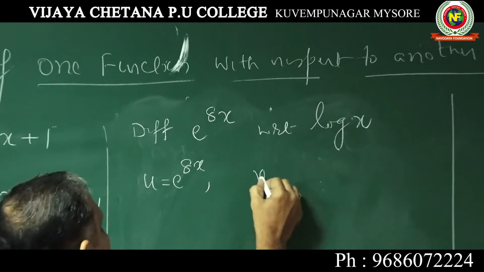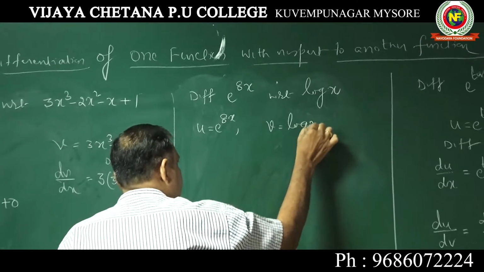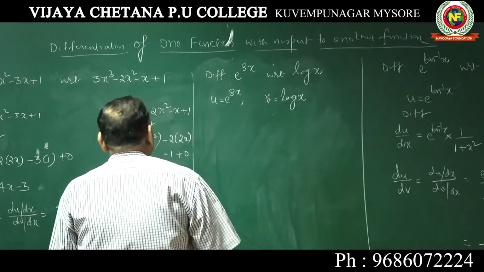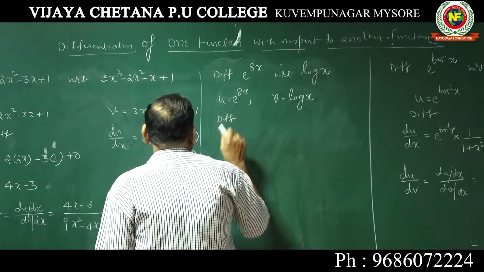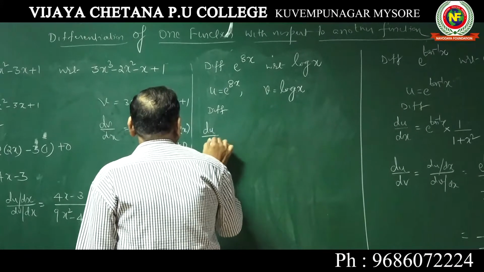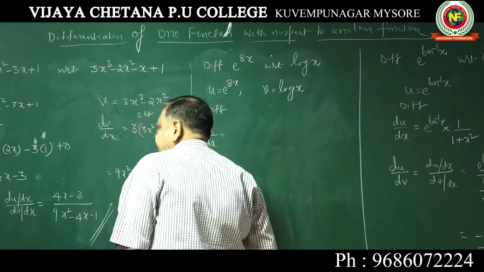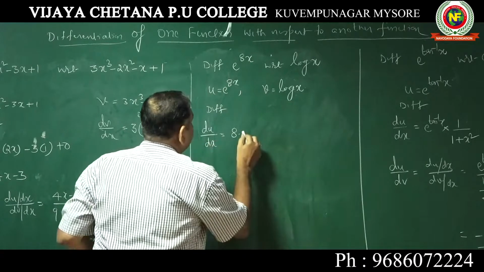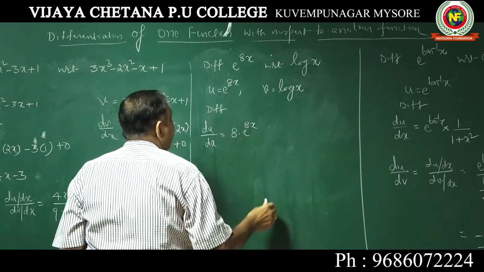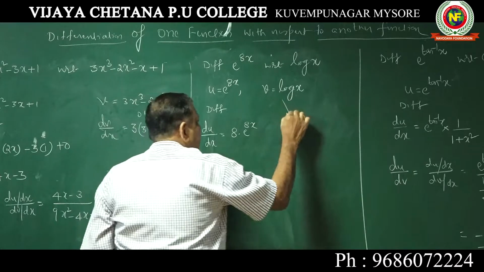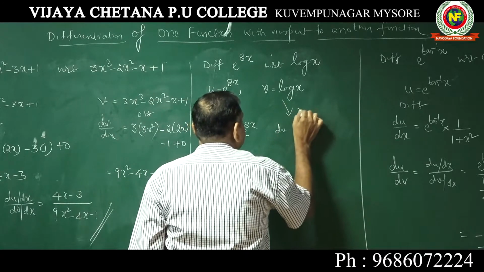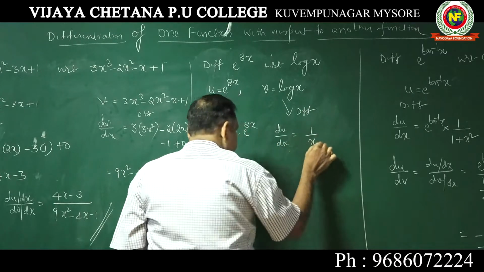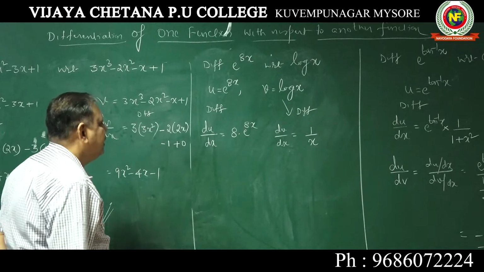Take u as e to the power of 8x and v as log x. When you differentiate with respect to x, du by dx is 8 into e to the power of 8x, and dv by dx is 1 over x, since the differentiation of log x is 1 over x.